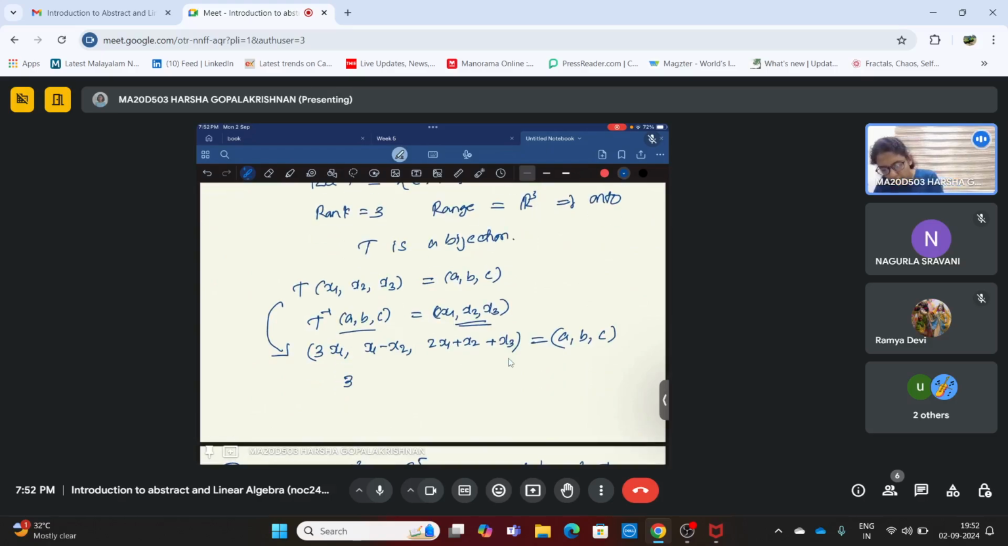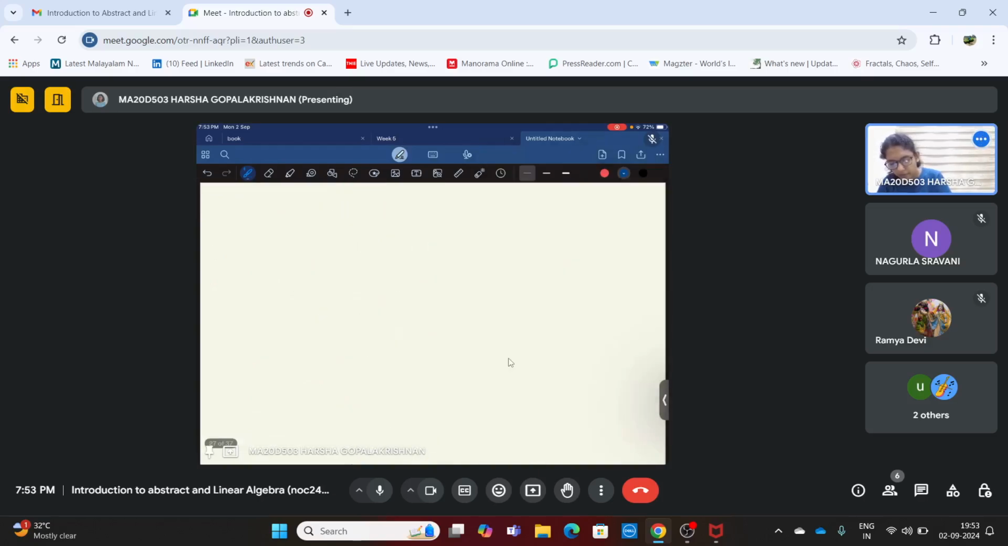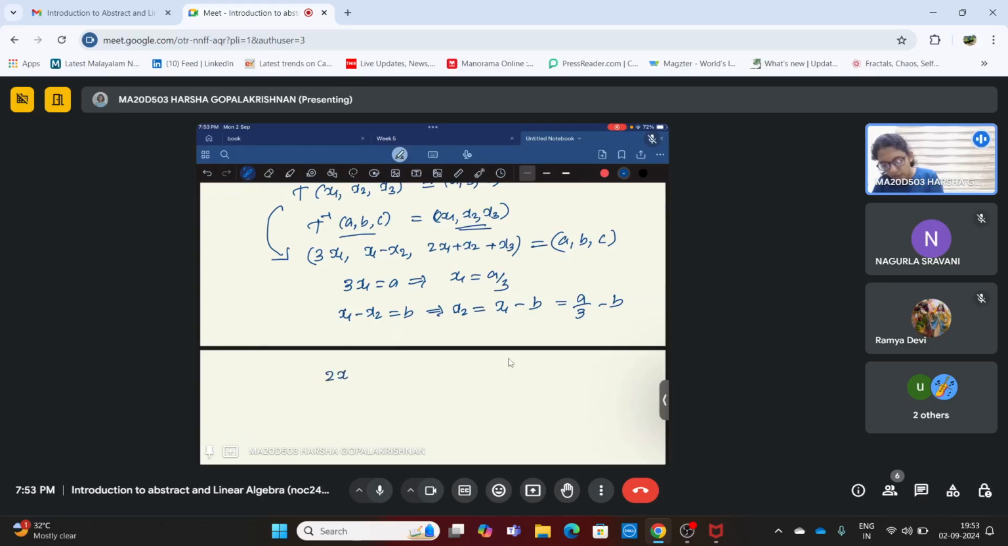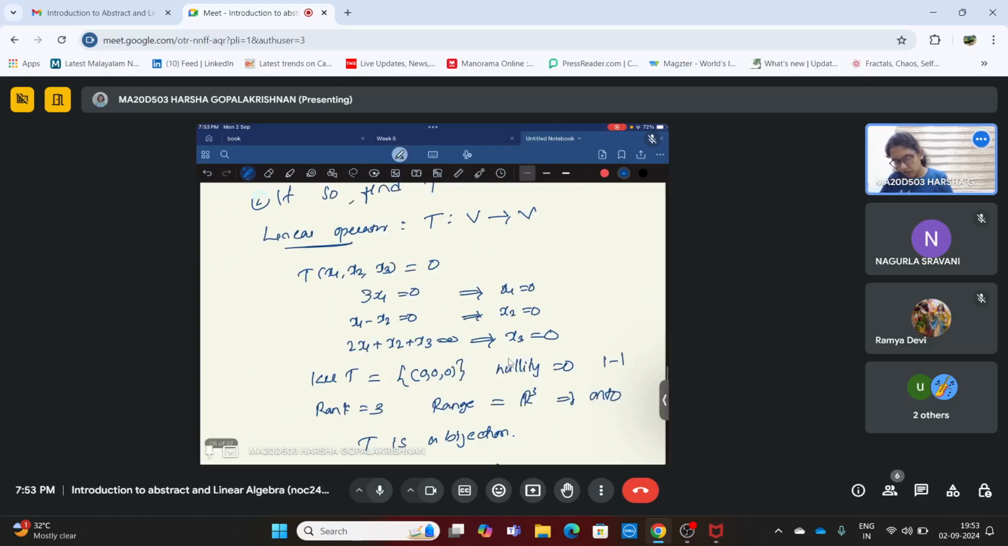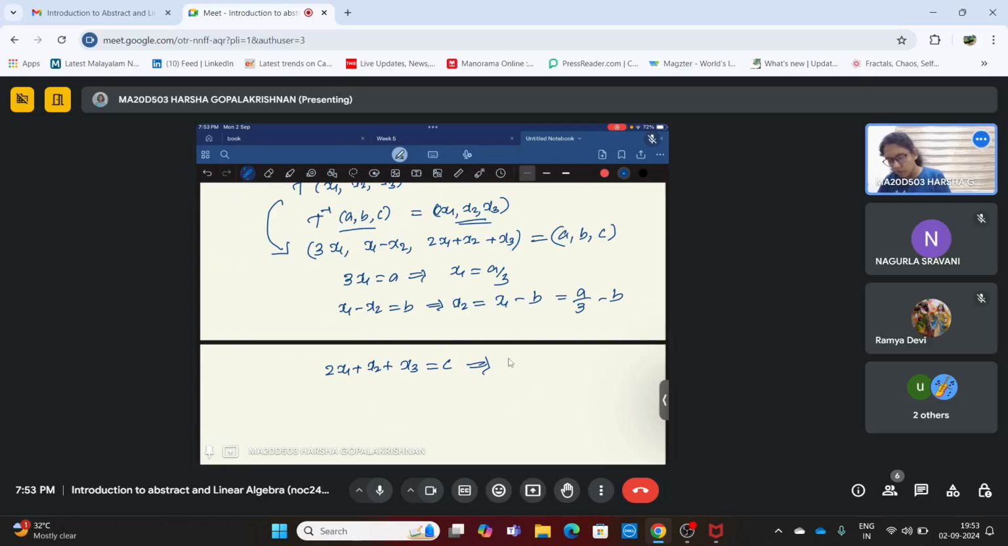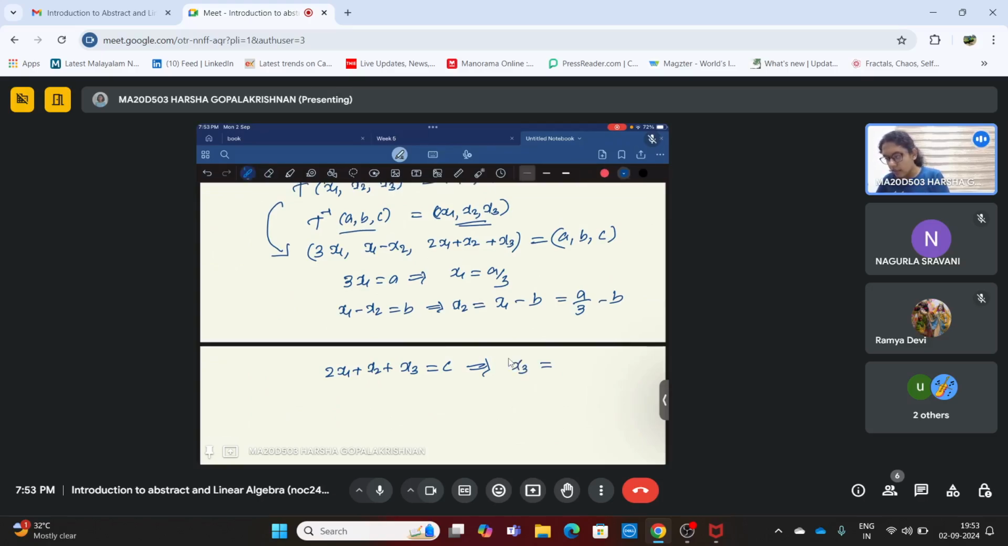So 3x1 equal to a implies x1 equal to a/3, and x1 minus x2 equal to b implies x2 equal to x1 minus b. From earlier we have x1 is a/3, so x2 is a/3 minus b. Now next one is 2x1 plus x2 plus x3 equal to c. I am not going to do the calculation, you can do it. x3 will come c minus a plus b.